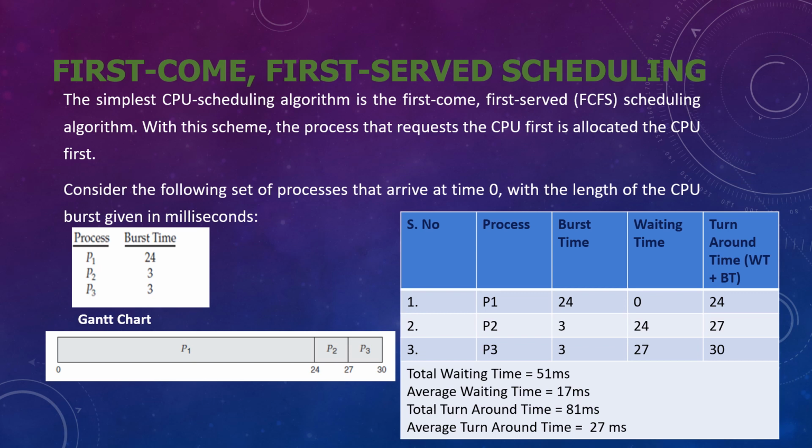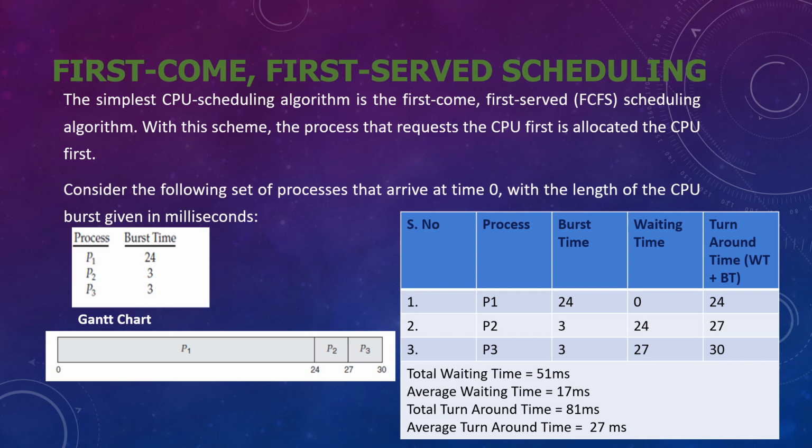Turnaround time calculation is simply waiting time plus burst time. So waiting time for P1 is 0 and burst time is 24. So when you sum up, you will get 24 as the turnaround time for process P1. For process P2, the turnaround time is 27. That is 3 plus 24, we get 27. And for P3, it is 27 plus 3, 30.